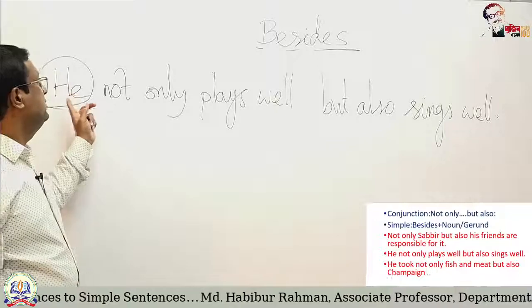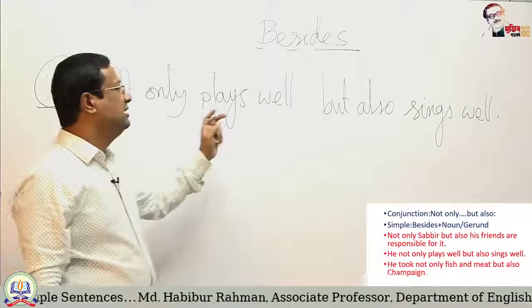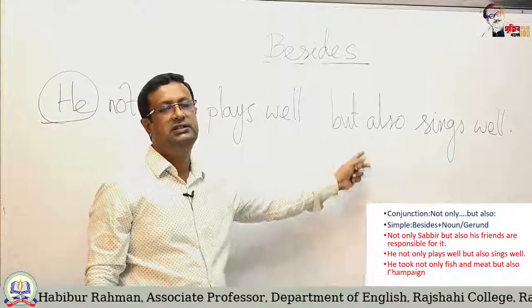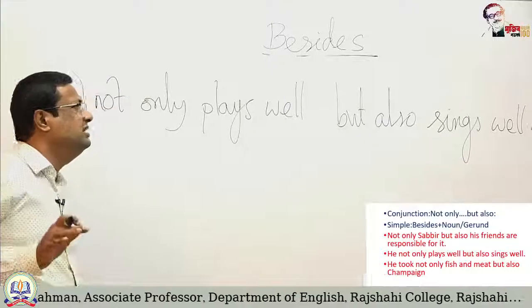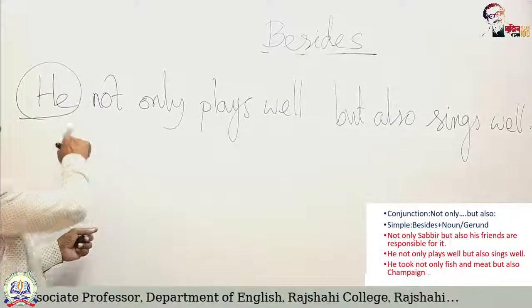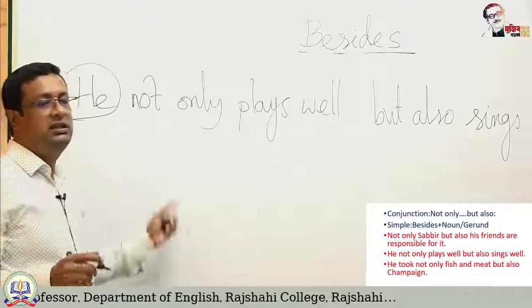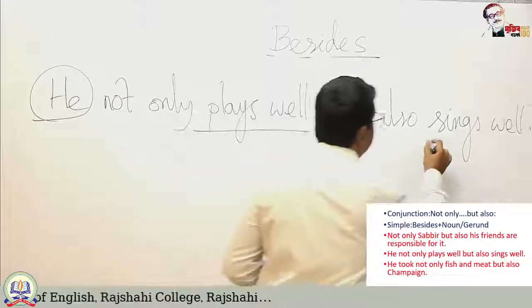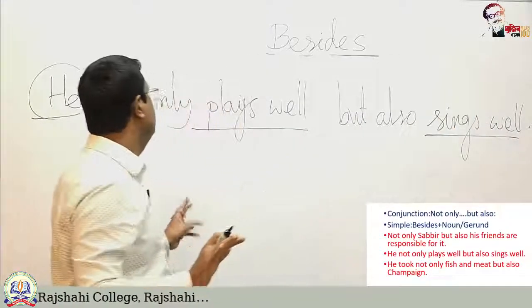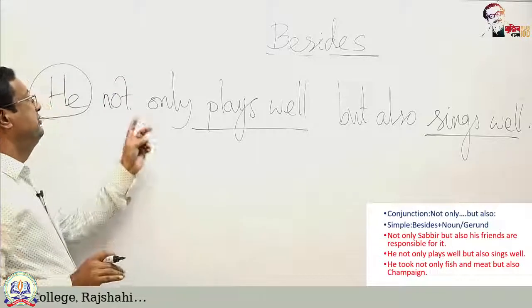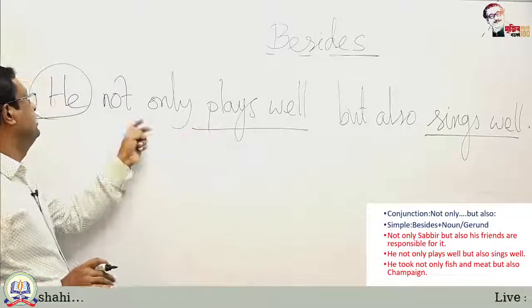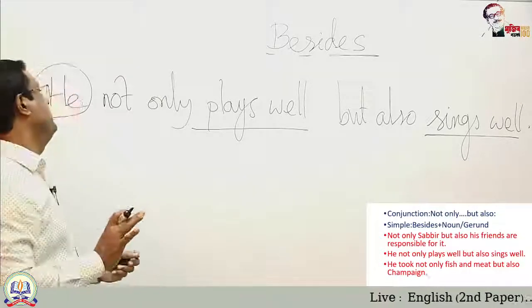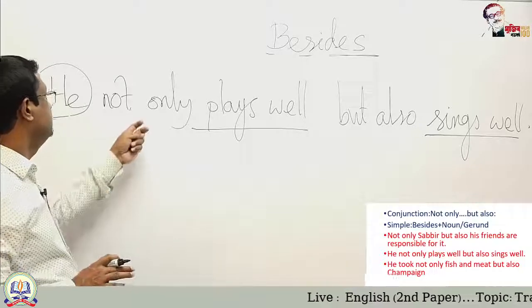Actually, he plays well and he sings well. So he does two things well, and the subject is common, he. And in this case, we find two verbs, plays well, sings well. Not only but also has been used before the verb, not before the subject, as you have seen previously in our first sentence. So we will use besides here.